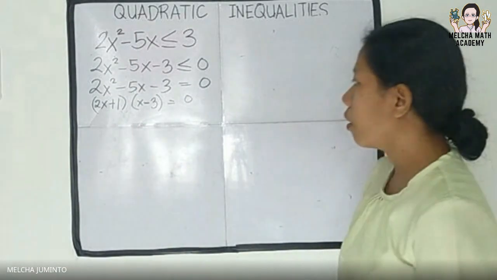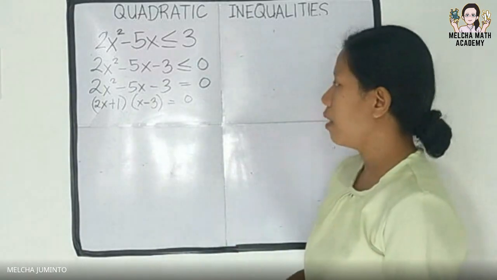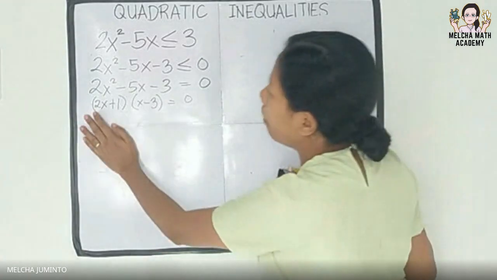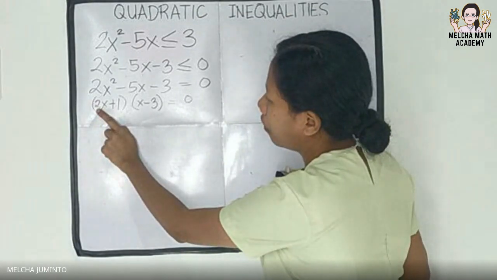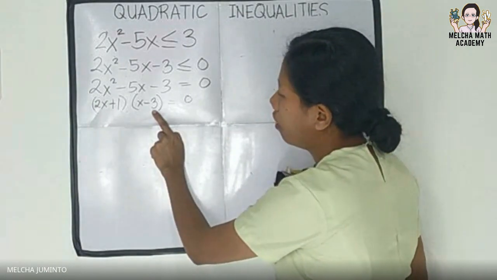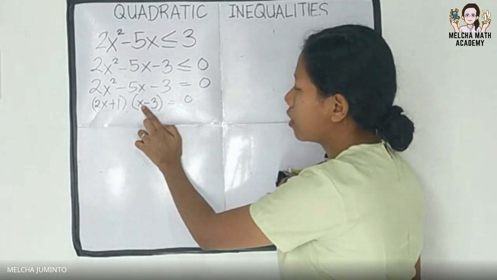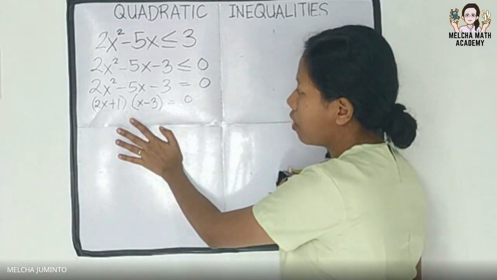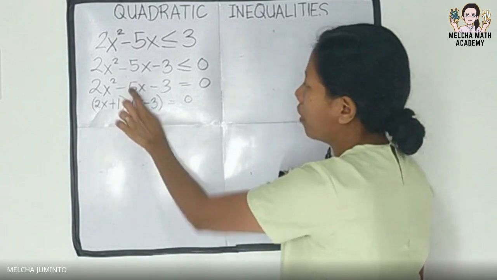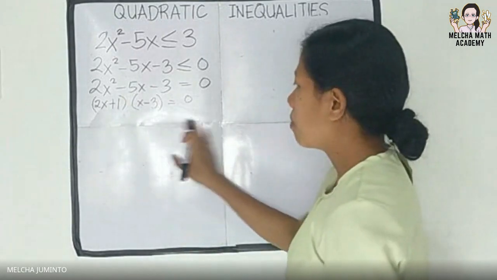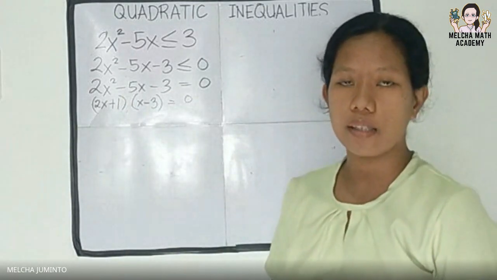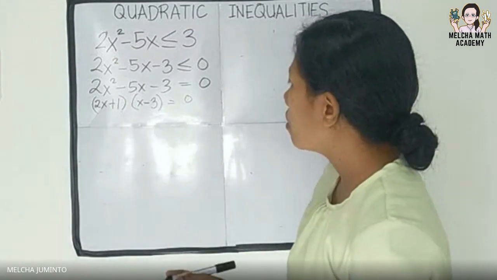To check that all numbers are placed correctly as well as the sign, we need to apply the FOIL method. Outer terms 2 and negative 3 equals negative 6, and then 1 times x is x. And when we add them, negative 5x. Correct. The placement of the numbers as well as the signs are correct. Next, apply the zero product property.